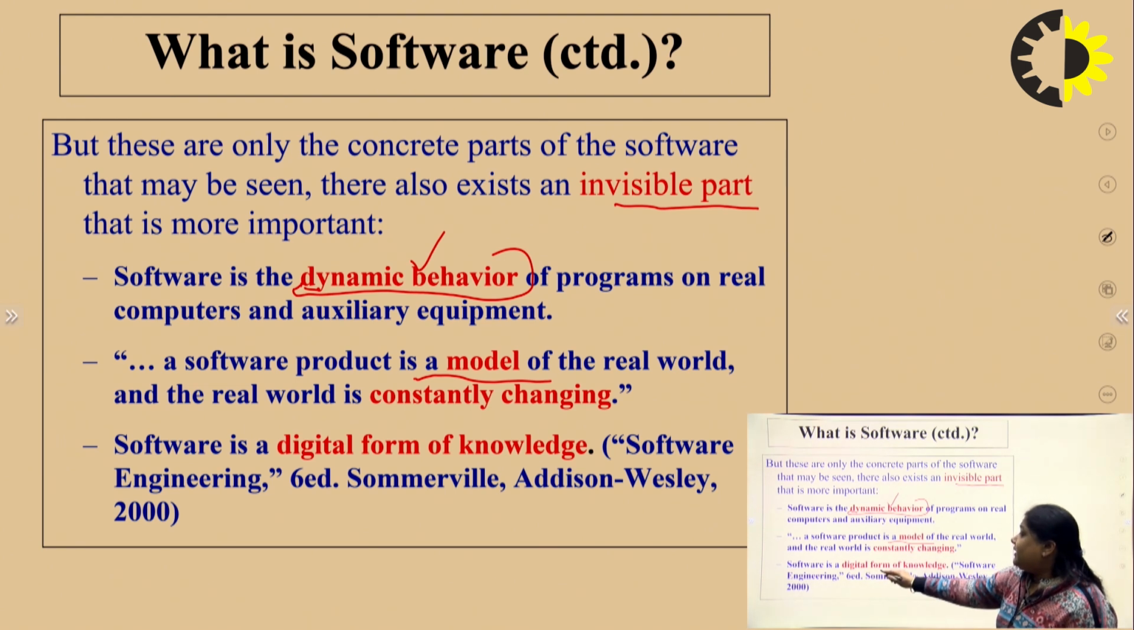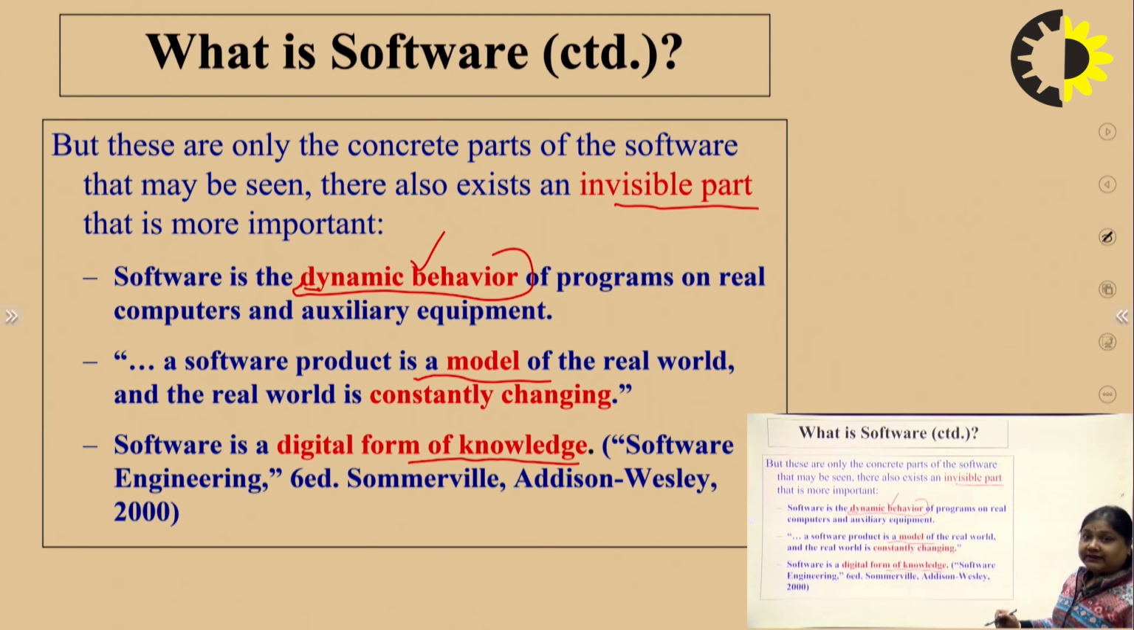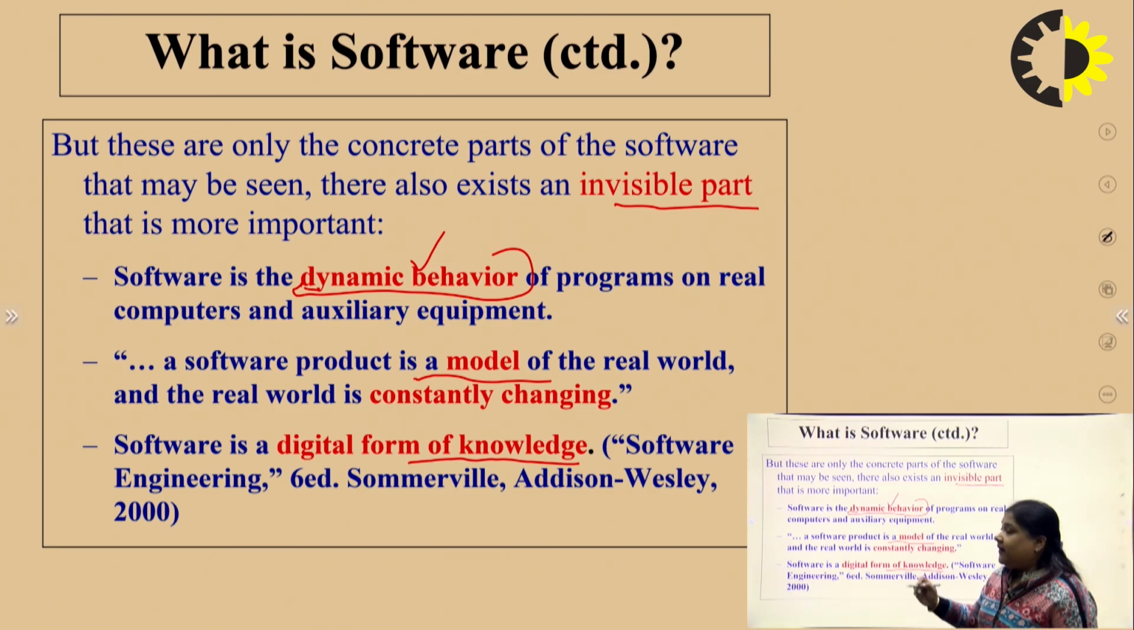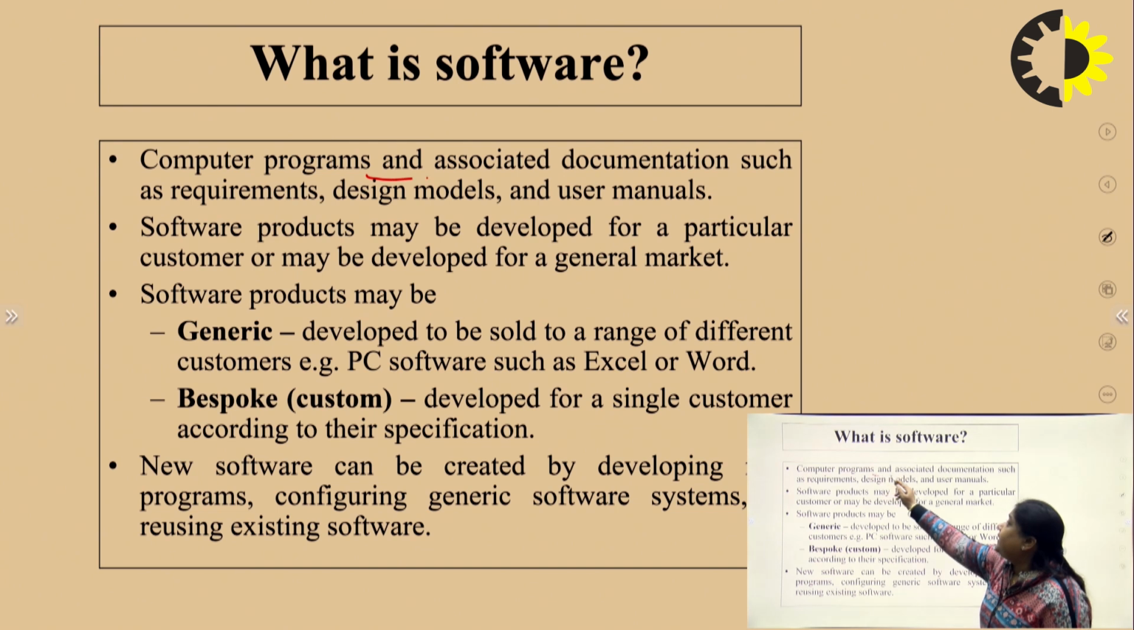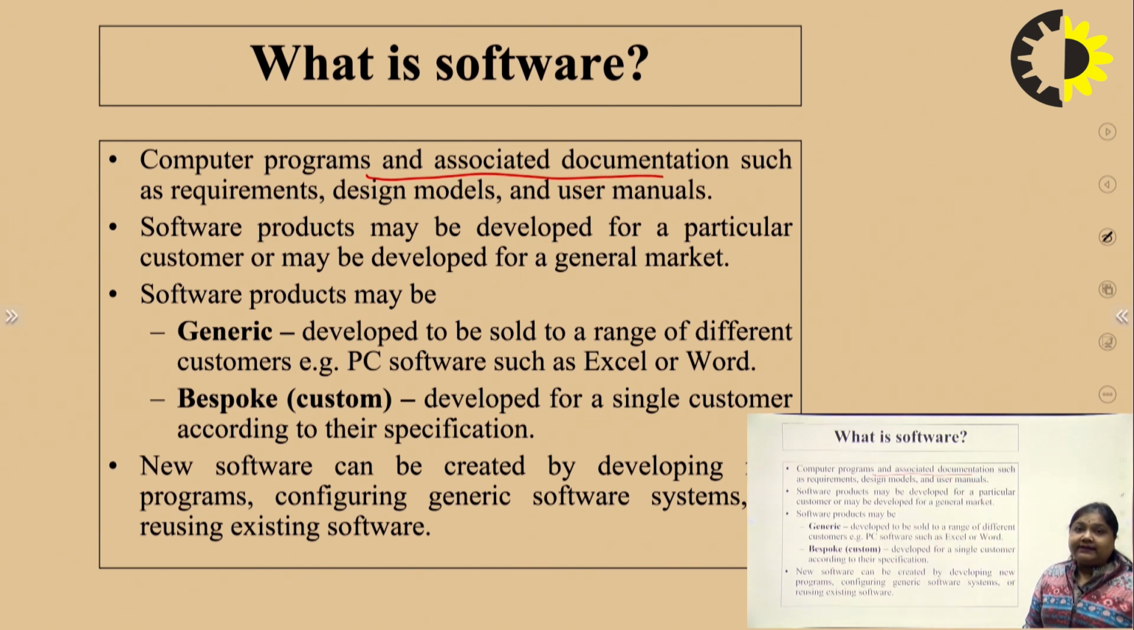So software is the digital form of knowledge, by which a particular set of instructions is processed and gives the desired function or desired output that has been required by the client or the end user. So we can define software as computer programs and associated documentation, in the form of requirements, design models and also user manuals.